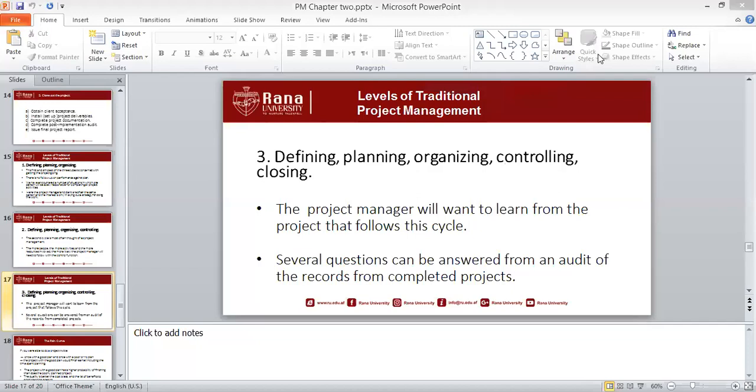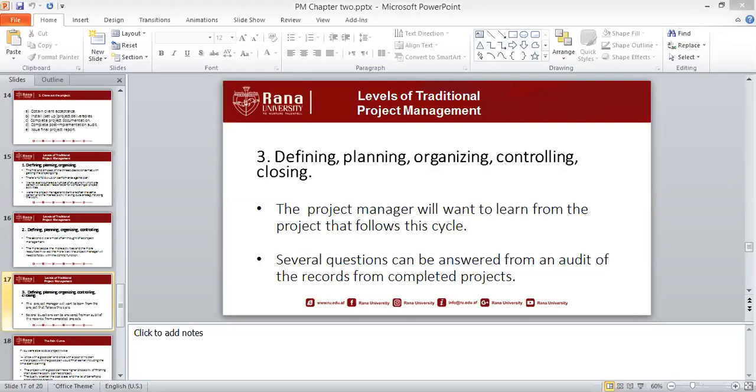So what you need to learn in these levels of traditional project management: the first level was the simple level, implemented by project managers where the project manager and the client are the same person. The project manager is trying to come up with a strategy to start and finish the project. Activities are relatively simple, not complex, and the project manager at that level just wants to complete the project.